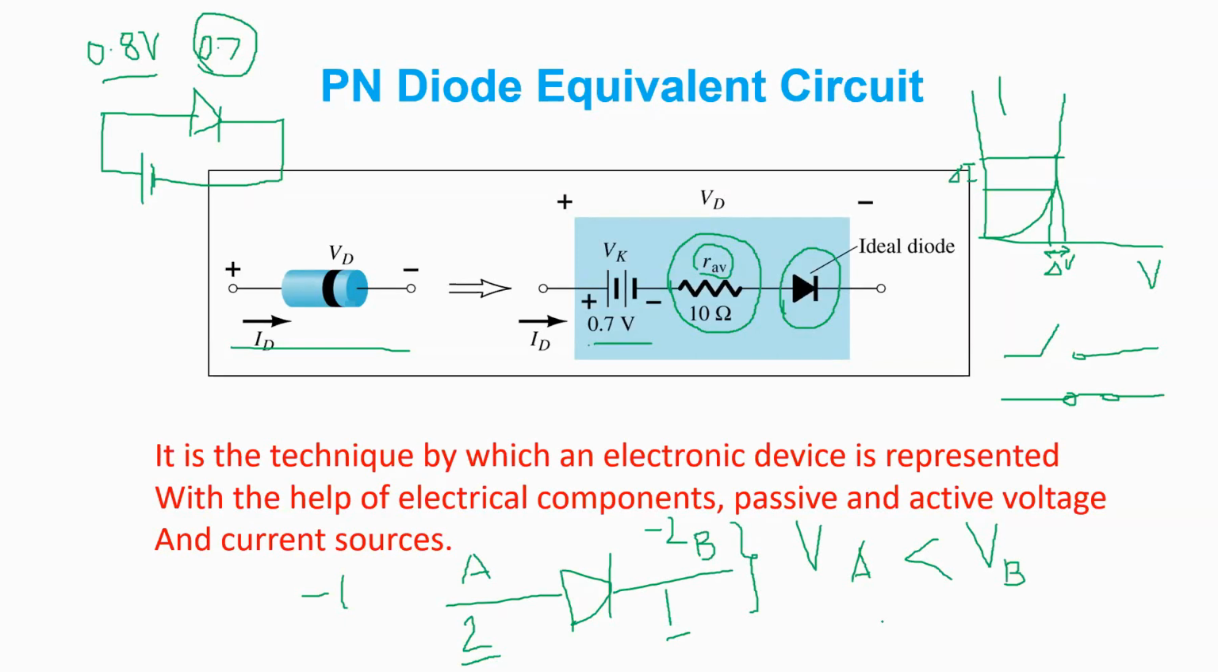So a diode can be replaced with a fictitious battery, because for conducting you need to apply this minimum potential at the device so that it starts conducting. Second, you have to include a resistance, because your diode also offers some resistance. And third is the symbol related to your diode. If we include these three, then this is your equivalent circuit for the PN diode.